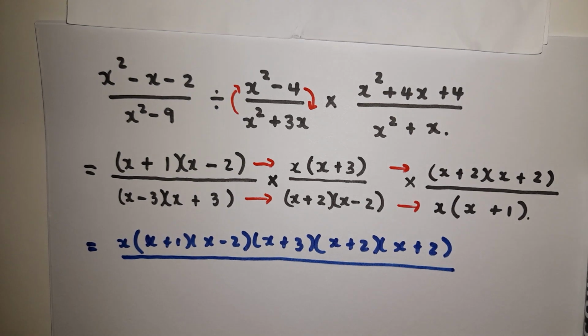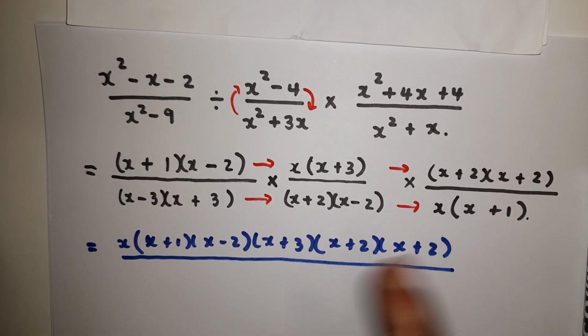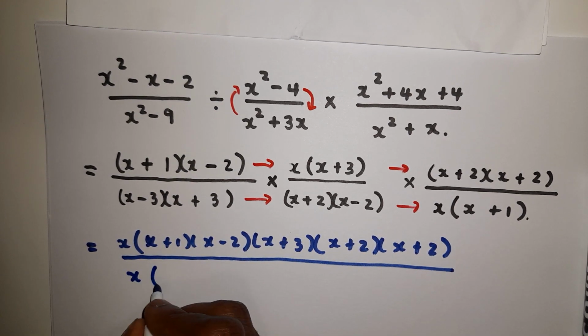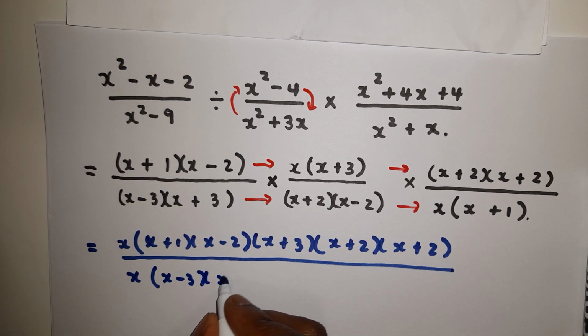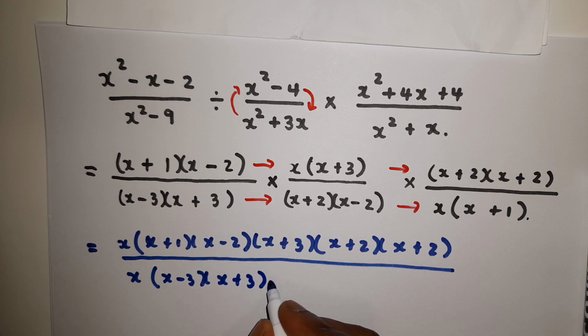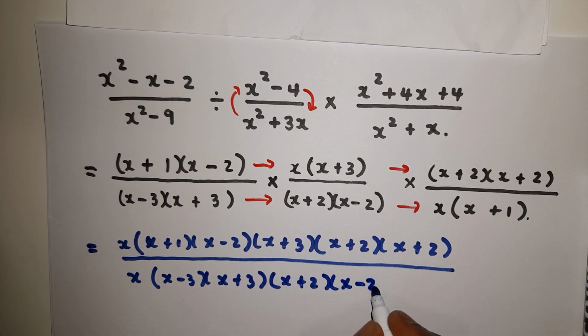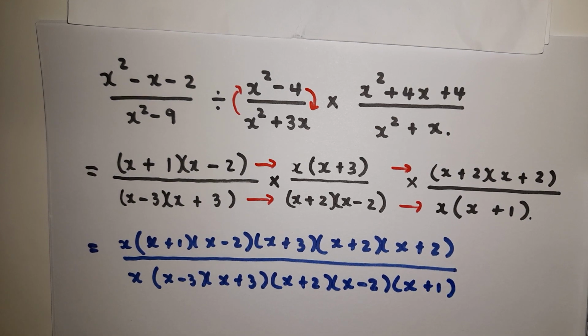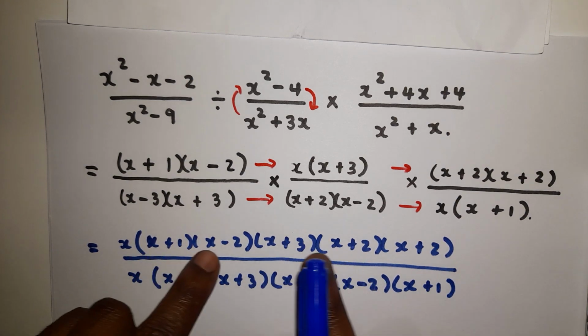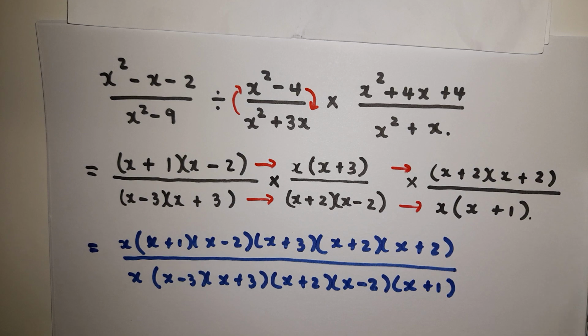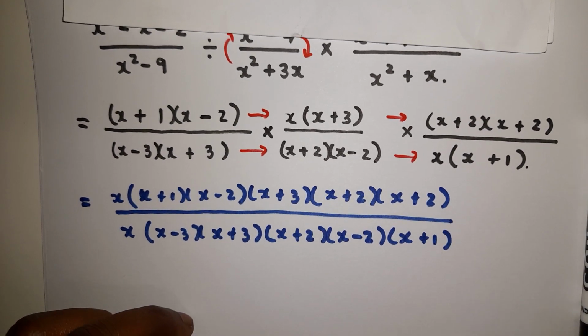I go and do my denominators multiplied together. Again, I start with this x outside, x into this bracket, x minus 3, x plus 3, x plus 2, x minus 2, then now x plus 1. Okay, so I see now there is no addition or subtraction in between these brackets. So it means anything that appears on the numerator and denominator exactly as it is, it can cancel out.